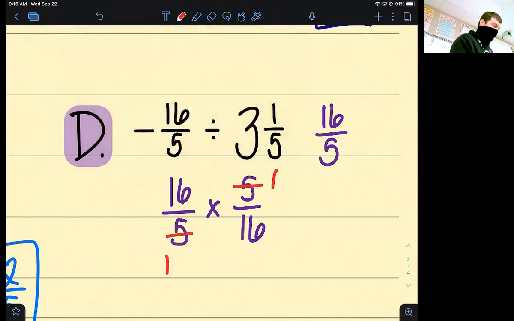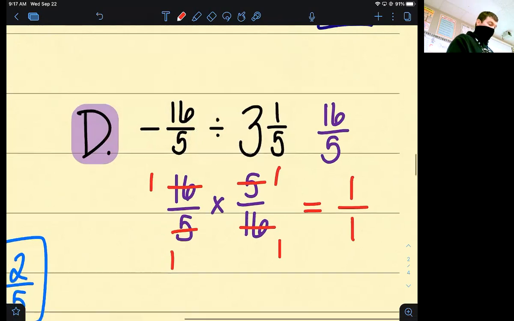5 goes in itself once. 16s will cancel. 16 goes in itself once. And you're going to end up with 1 times 1 on the top and 1 times 1 on the bottom. And unfortunately, even though everything canceled, we still have to reduce this. What is 1/1 the same as? Just 1.